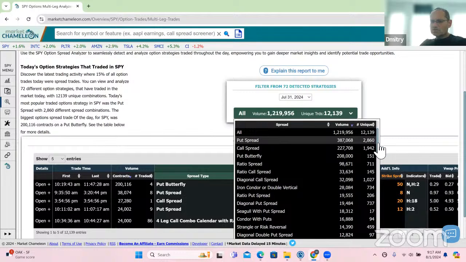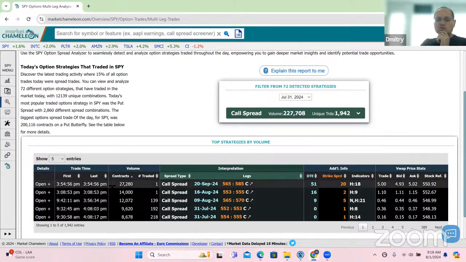So here, the next one is call spreads. We could see that it is popular, not as popular as the put spread yesterday, but still has significant volume with 1,942 different call spread combinations. Okay, so what I mean by that, let me click on this. I'm going to click on the call spreads. So here we go. Now I filtered out all the call spreads.